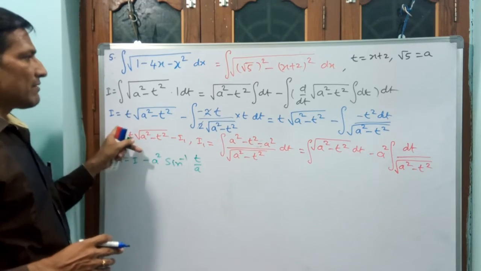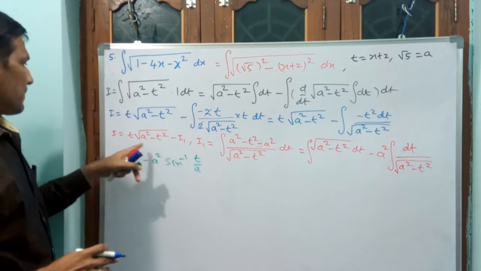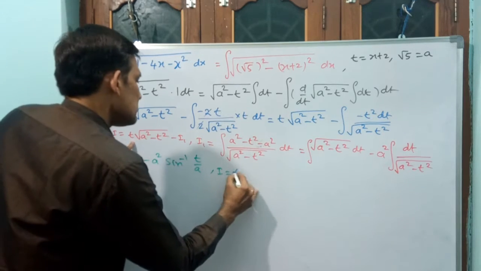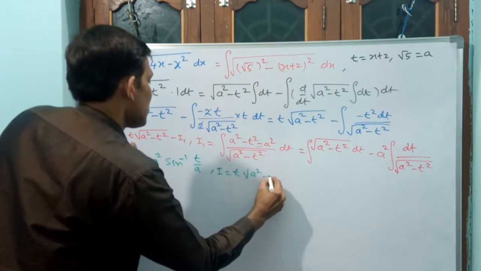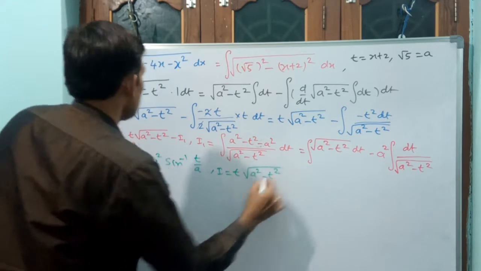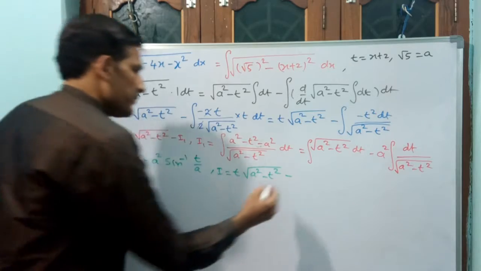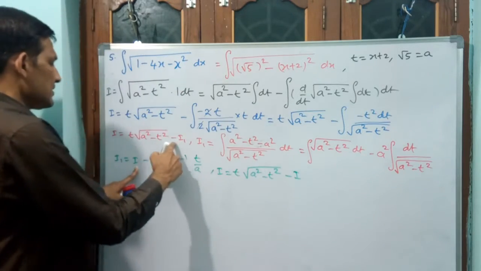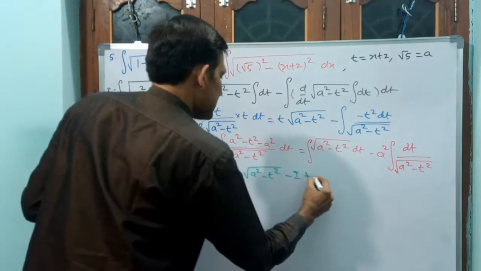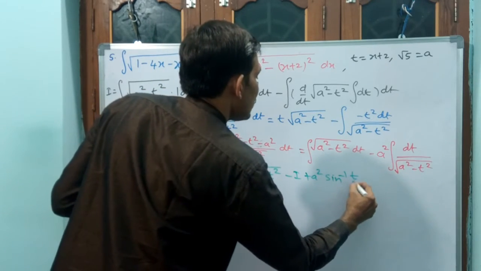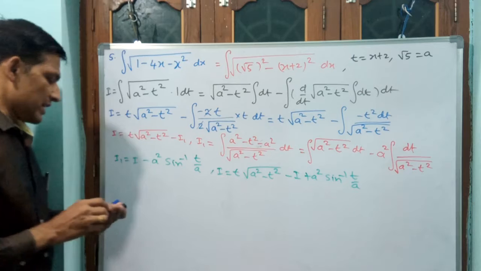You substitute this I1 in I. Where is I? This is I. I is equal to t into square root of a square minus t square, minus I1. I1 is what? I minus a square sin inverse t by a. Here minus is there, minus of minus is going to become plus a square sin inverse t by a. Okay?